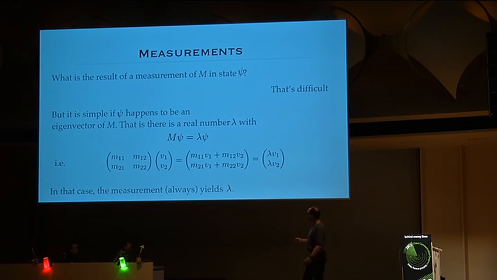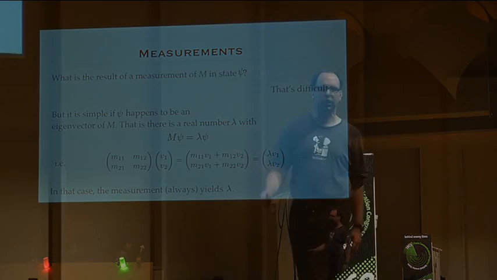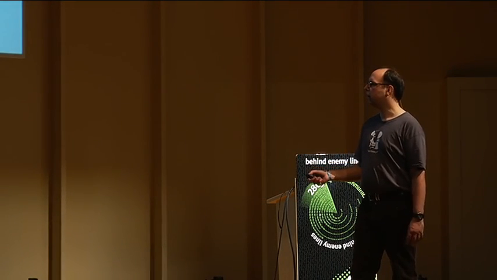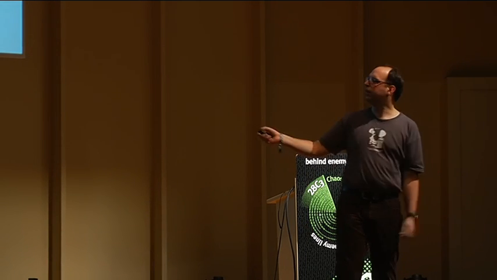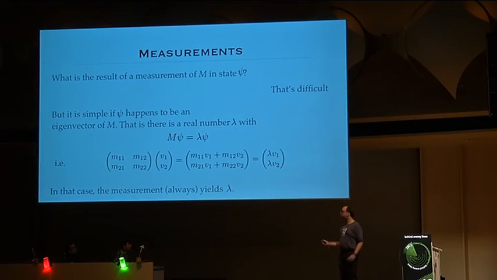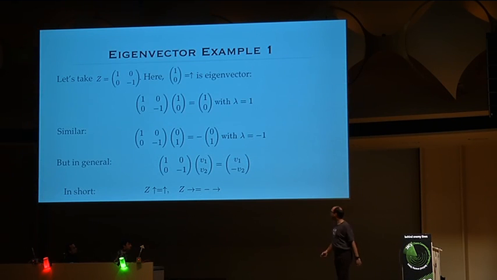Okay? If this happens to be the case, if psi happens to be such a vector for this matrix M, then the outcome of the experiment is very simple, because the measurement yields lambda. Whenever I measure this matrix M in this eigenvector psi, I always find the result lambda. Okay, let's see examples of this.